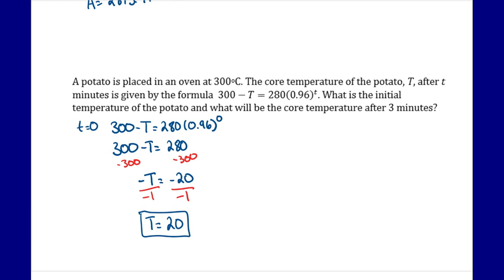So therefore, the initial temperature is 20 degrees. Which makes more sense, right? That's more room temperature, right? So it makes sense that the original temperature of the potato is 20 degrees Celsius.